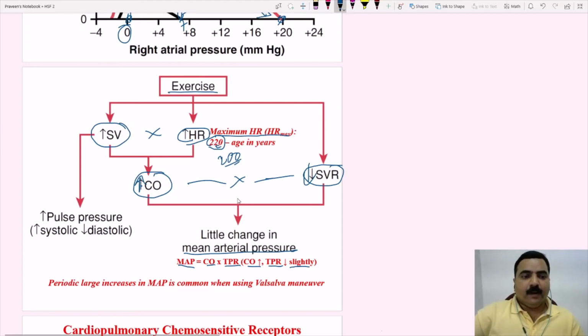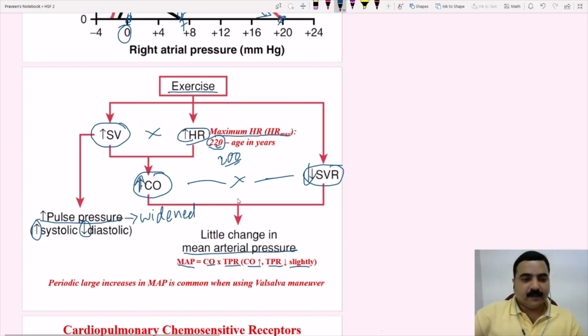But what happens to the pulse pressure? Because the stroke volume is increasing and the heart rate is increasing, cardiac output is increasing. So what happens to systolic pressure? Systolic pressure will be increased. And what happens to the diastolic pressure? Because of the vasodilation, it will be decreased. So what happens to the pulse pressure? You will see the increased pulse pressure, or the widened pulse pressure.